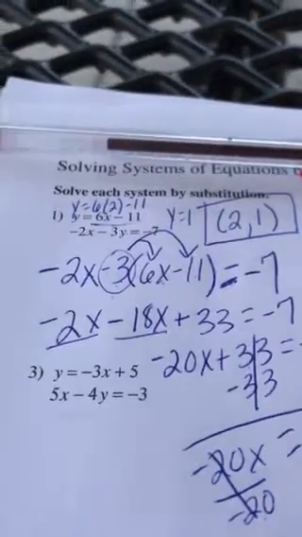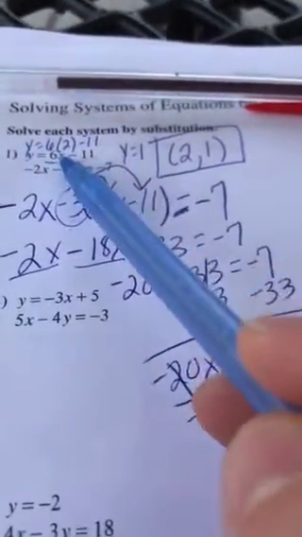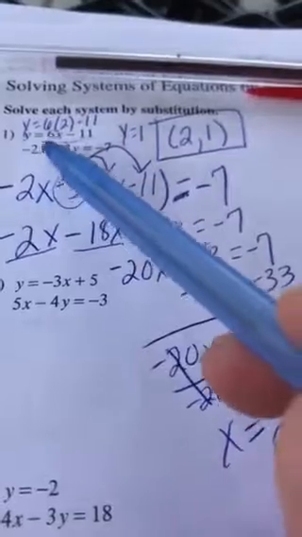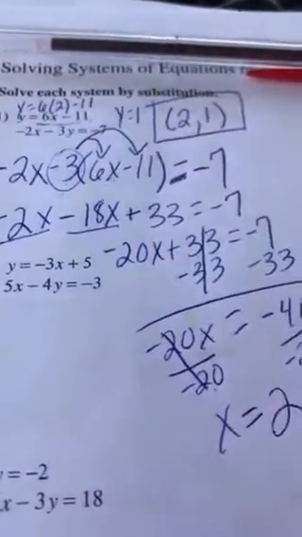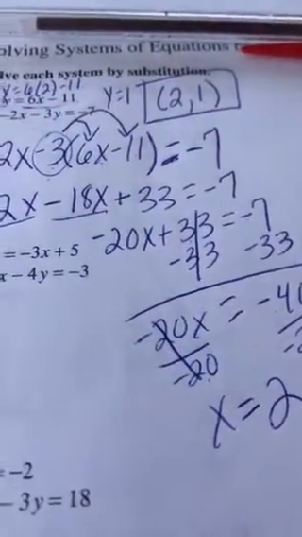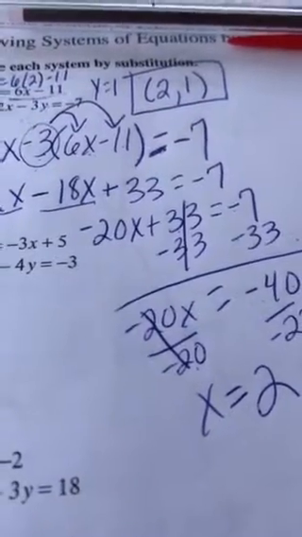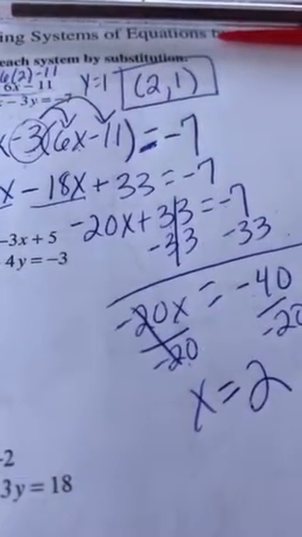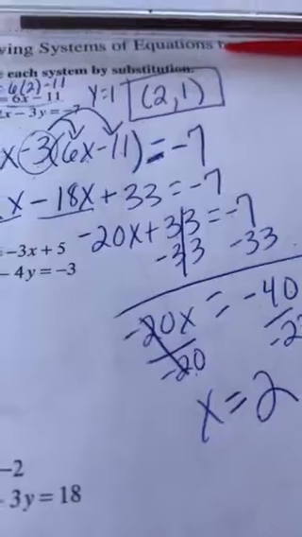That means that I can replace x with 2 and y with 1, and these equations will be true. That also means that when I graph these two equations, they will cross at 2, 1 on my graph.